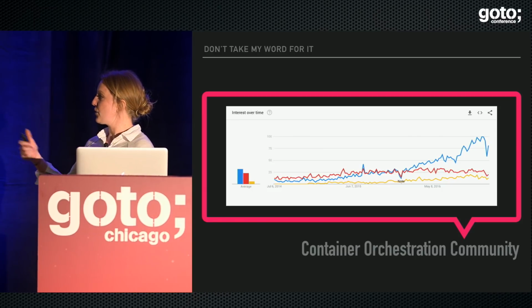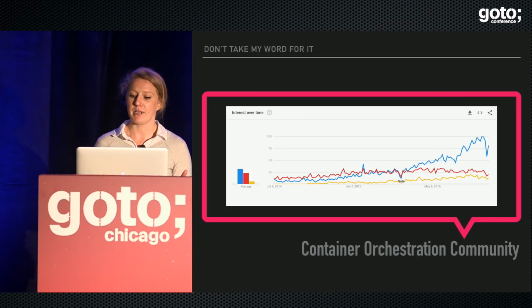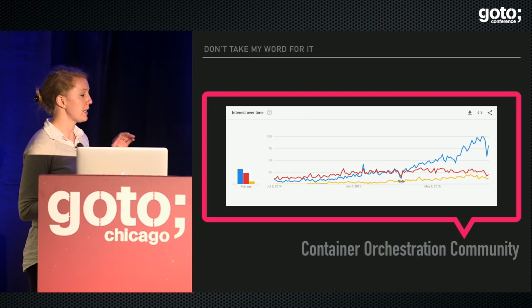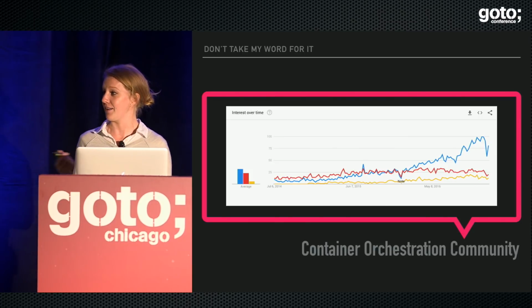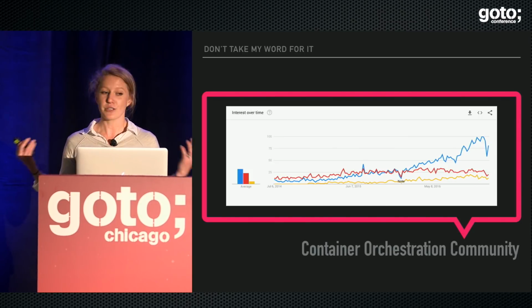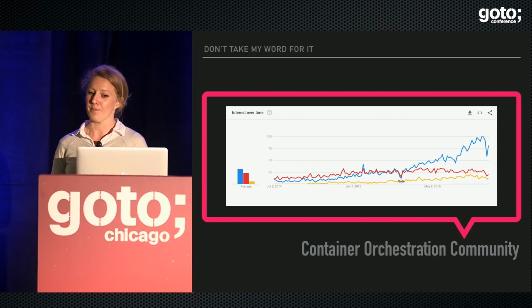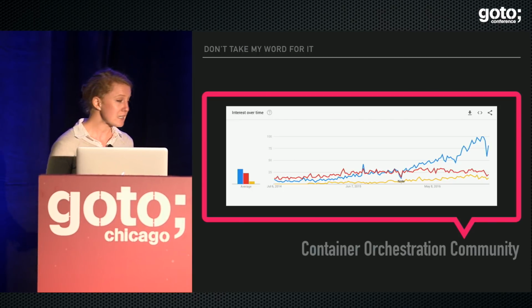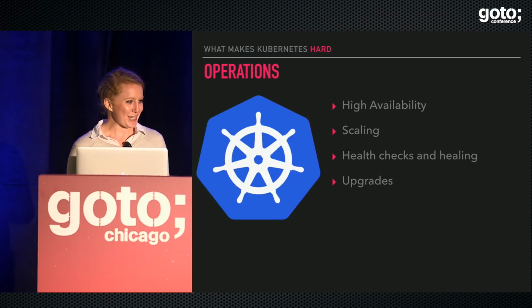And so looking at Google Trends here, this is comparing Kubernetes to Apache Mesos and Docker Swarm, and you can see that Kubernetes has a steeper trajectory, shall we say, than other container orchestration tools. So there's no denying it. Kubernetes is here to stay. Everyone loves it. That's great. But it's not all rainbows and sunshine, right?